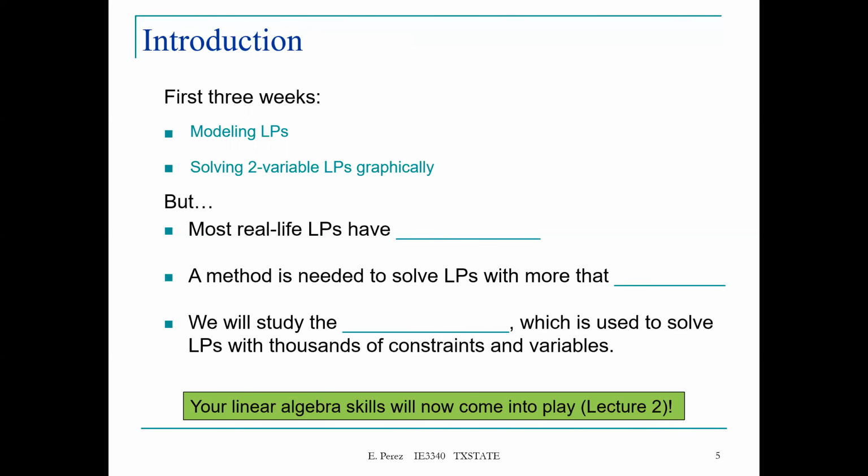But as I mentioned already, most real-life linear programming models have many variables. So a method is needed to solve linear programming models with more than 2 decision variables. We will study the simplex algorithm, which is used to solve linear programming models with thousands of constraints and variables. So as we discussed in our first video, linear algebra skills are needed now. So they will come into play. And that was our first lecture.